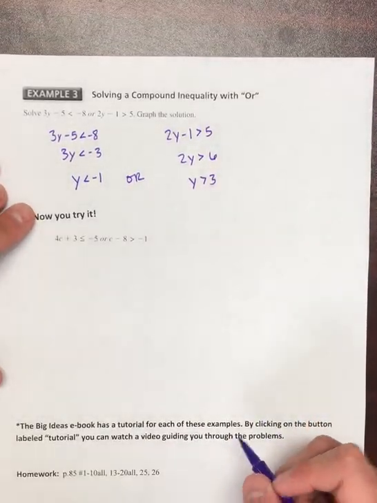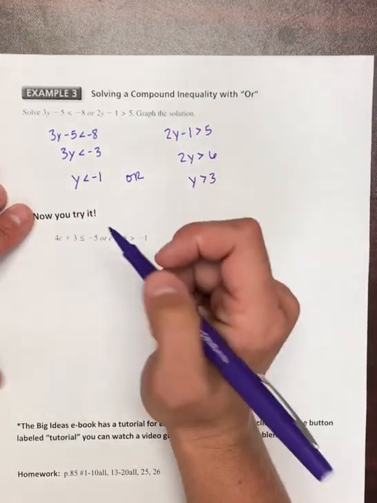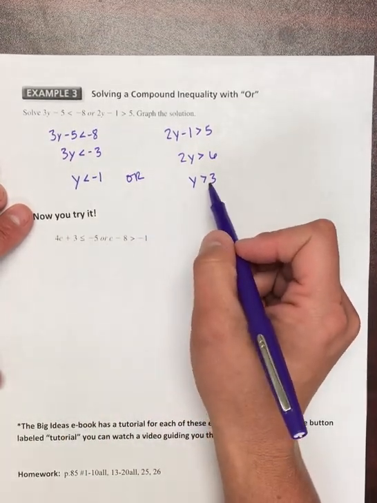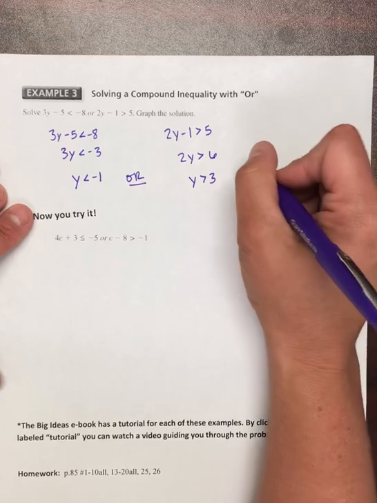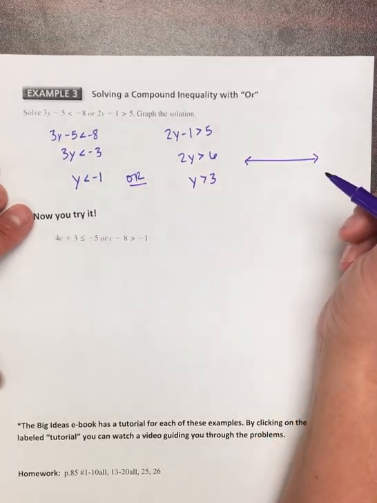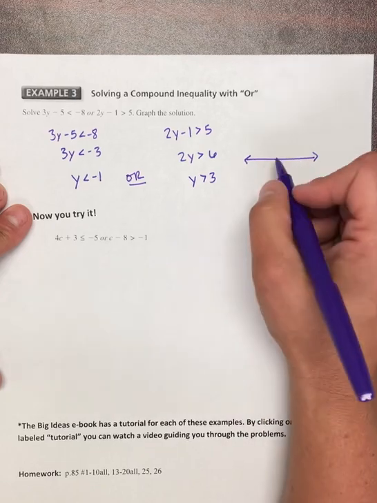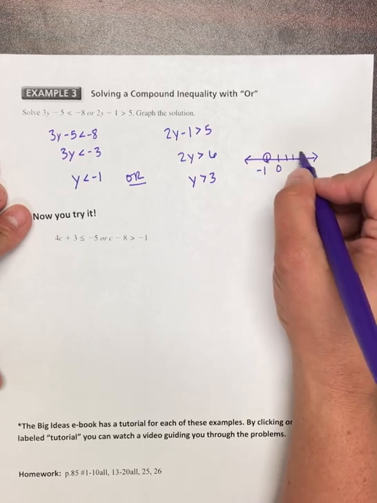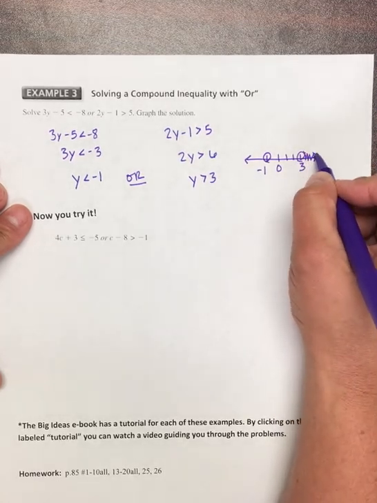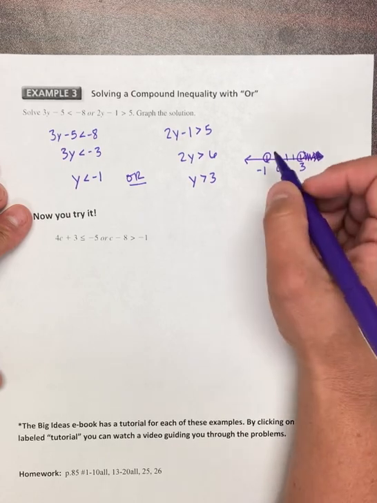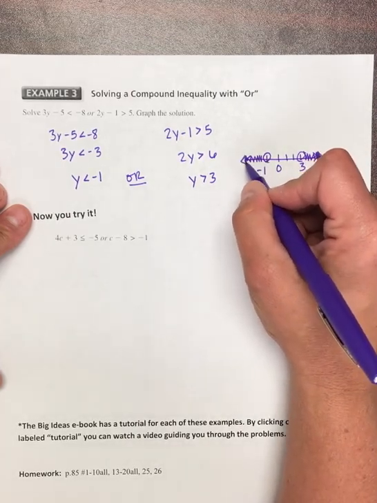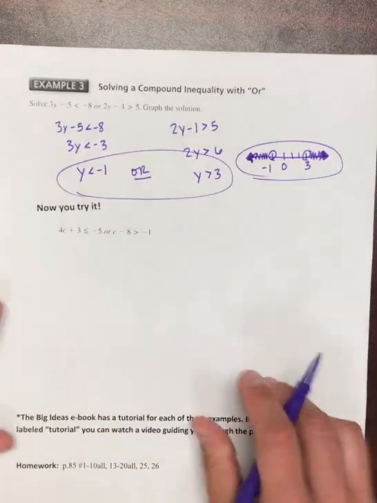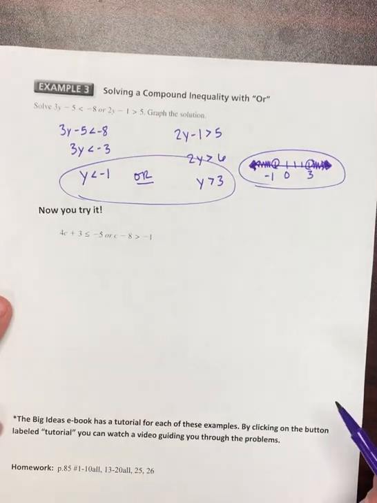Think about the situation. Can any number be less than -1 and greater than 3? That's why this one's an "or" situation, because it's impossible for those two things to happen at the same time. It's one or the other. So here's my 0, 1, 2, 3, -1. Both open circles. y is either greater than 3, so I'm going to shade to the right, or y is less than -1, so I'll also shade to the left. So there's my graph, and here's my answer. It's important in an "or" situation that you write "or" as part of your answer.